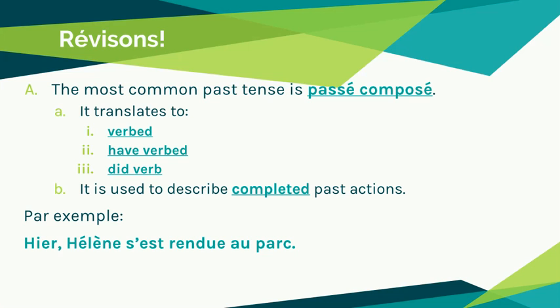C'est au passé composé. Elle a joué au foot avec ses amis. She played soccer with her friends. It's a completed past action. They're not still playing. I'm not telling a story about when they were playing. I'm just saying she played soccer with her friends. Elle a joué au foot avec ses amis.